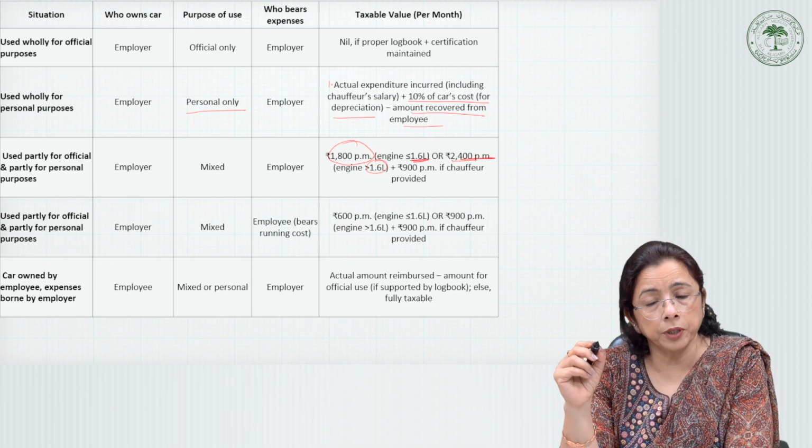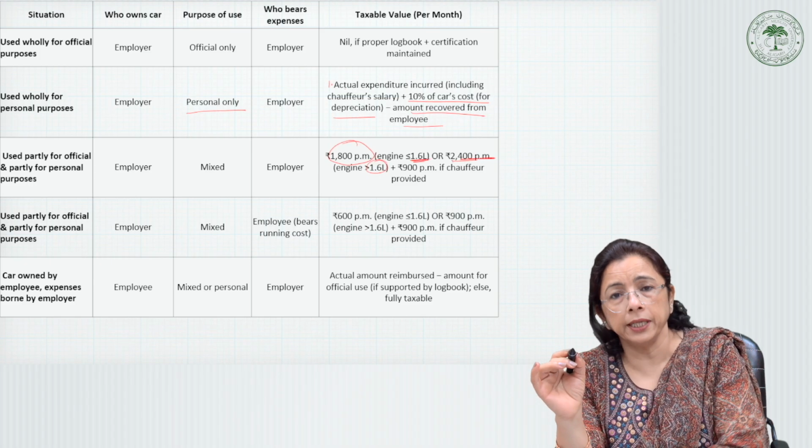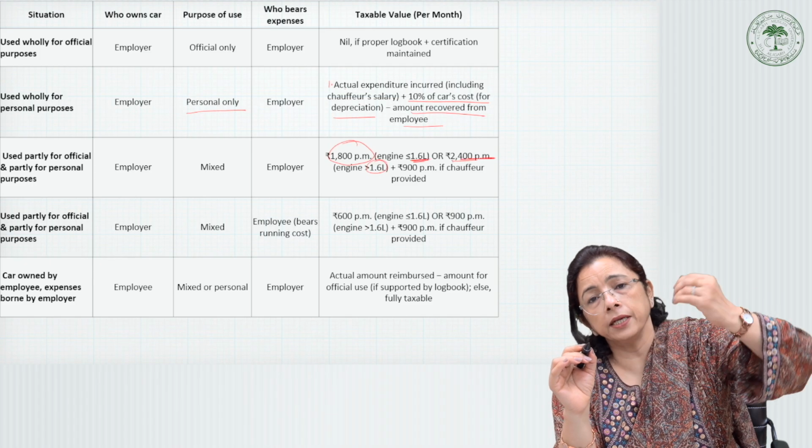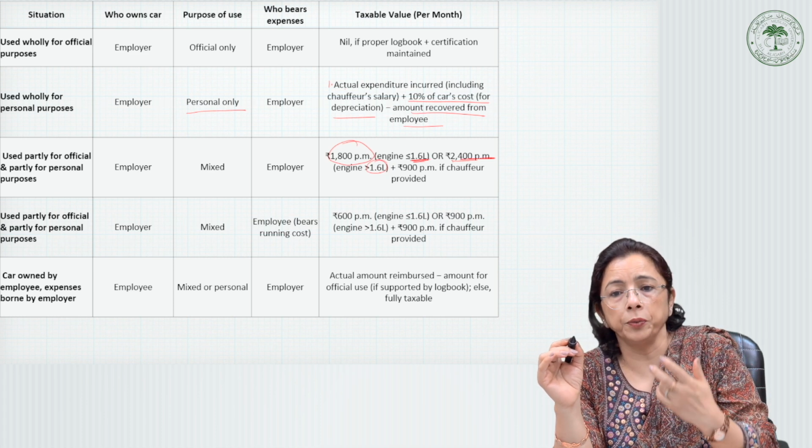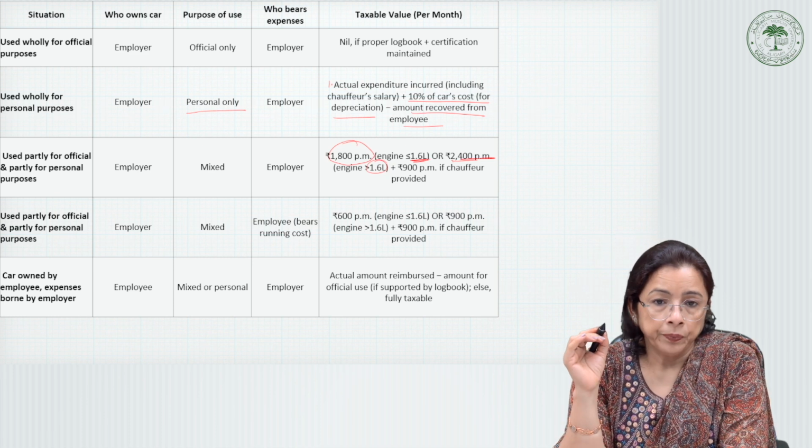This is the value of perquisite. We don't have to go into any calculation, we just have to decide and pick these amounts, whether it is 2400 or rupees 900.